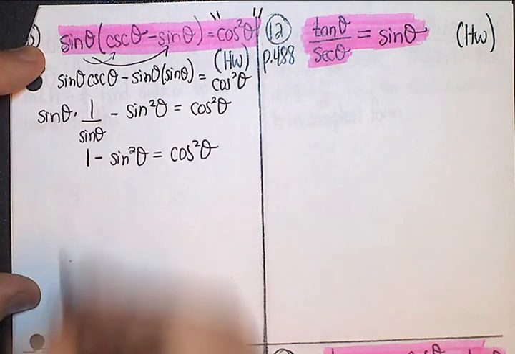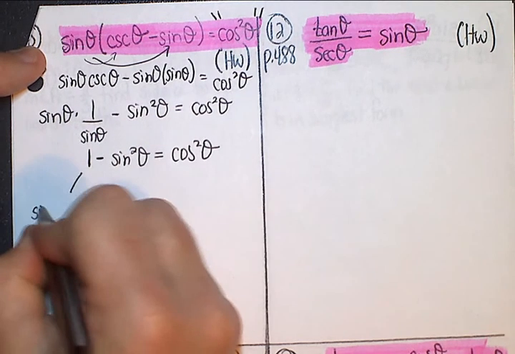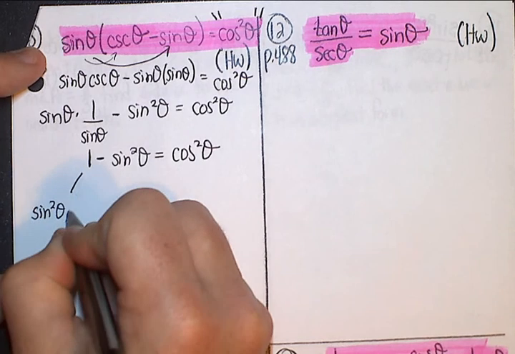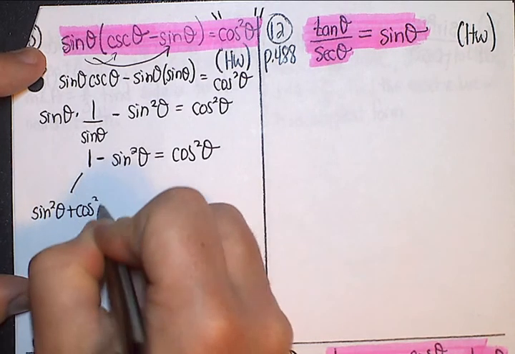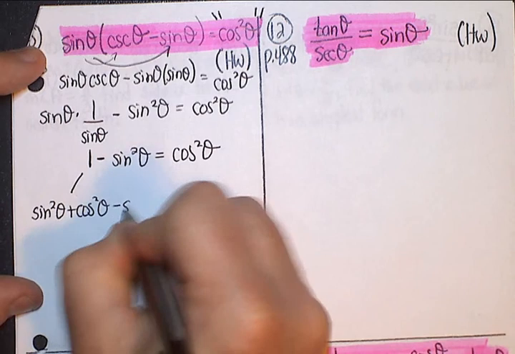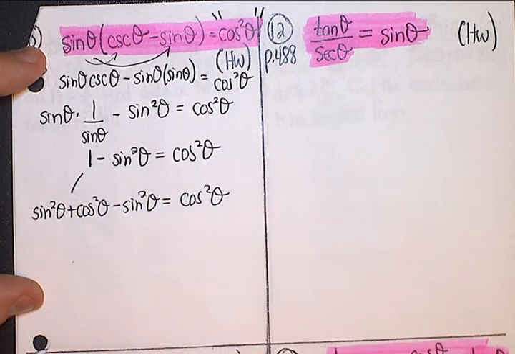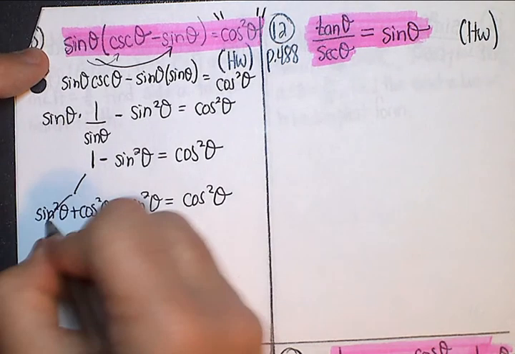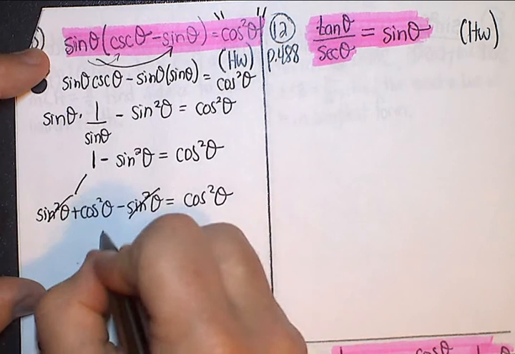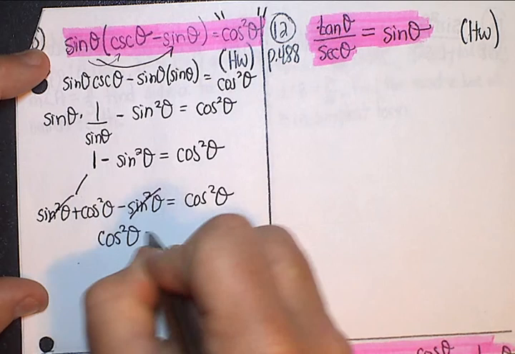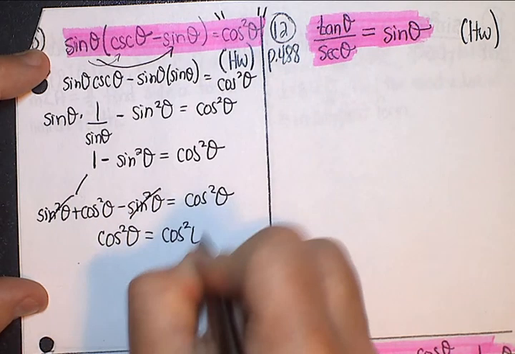Once again, the 1, there it is, Pythagorean identity, sine squared theta plus cosine squared theta minus sine squared theta equals cosine squared theta. The two sines will cancel, and I'm left with cosine squared theta is equal to cosine squared theta, and we are done.